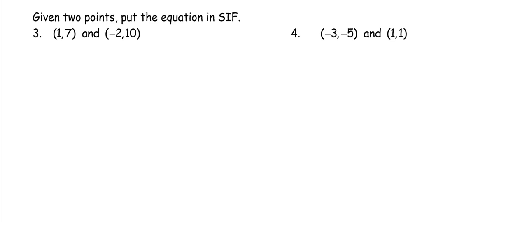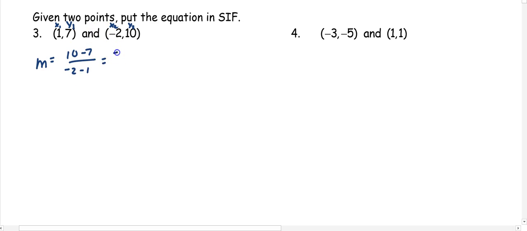So first I'm going to find my slope. So I have x1, y1, x2, and y2. So I have 10 minus 7 over negative 2 minus 1, which reduces to 3 over negative 3, which reduces to negative 1. Now, it does not matter which points you use. So I'm just going to use the first one this time.